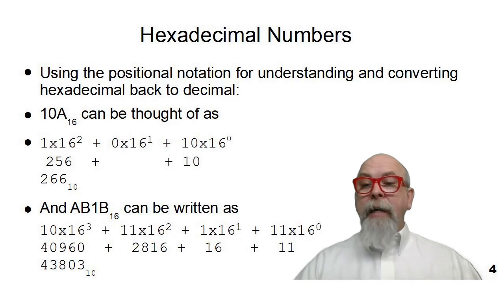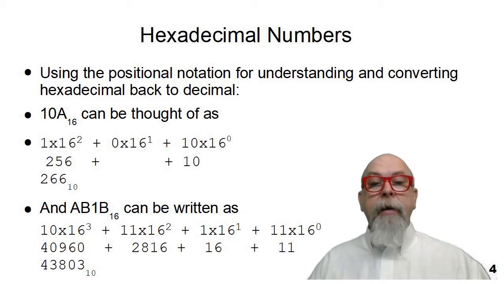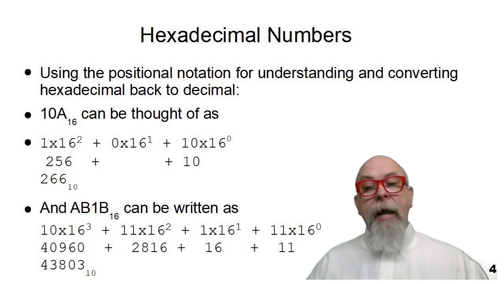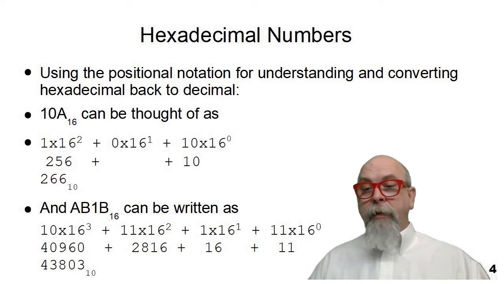Here you can see hexadecimal numbers, again, using the positional notation that we used in decimal and binary. Only now we're using powers of 16. And so the hexadecimal number 10A, and you get the little 16 down there to tell you it is a hexadecimal number, is 1 times 16 squared plus 0 times 16 to the first plus 10 times 16 to the zeroth power. Because A represents 10, B represents 11. And so the answer is 266 decimal.